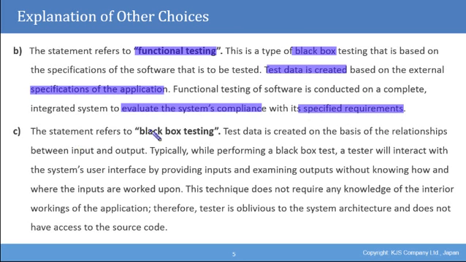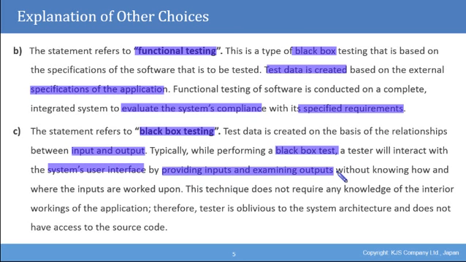In the statement for C, this refers to black box testing. Test data is created on the basis of the relationships between the input and the output. Typically, while performing a black box test, a tester will interact with the system's user interface by providing inputs and examining outputs, without knowing how and where the inputs are worked upon. This technique does not require any knowledge of the interior workings of the application, and therefore the tester is oblivious to the system architecture and does not have access to the source code.